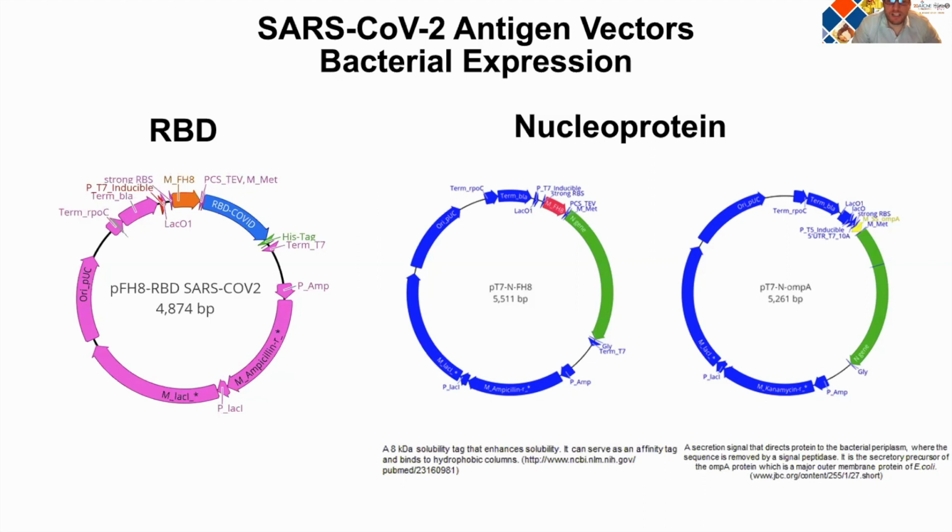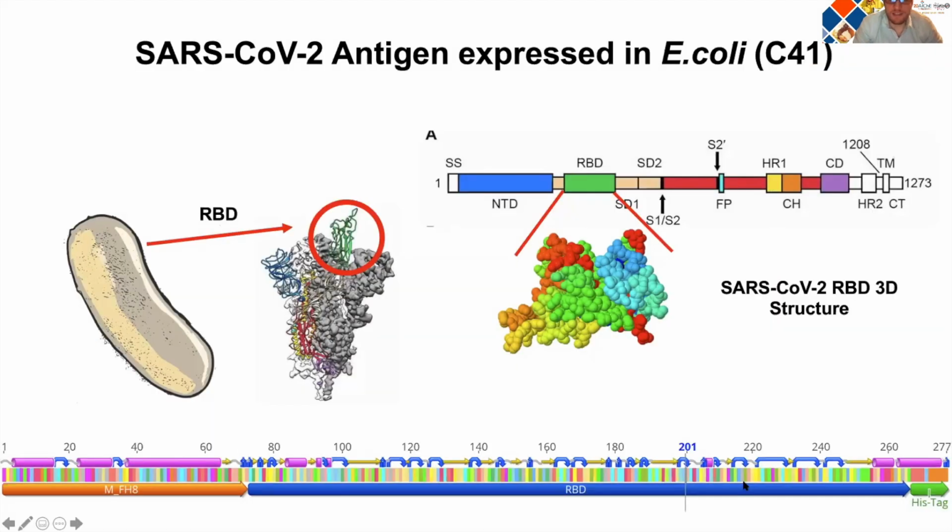Here we have three different expression vectors to produce in E. coli. The first one is to produce the receptor binding domain, and the second and the third are to produce the nucleoprotein, with variation of secretion or to produce in inclusion bodies. In this slide, we show the receptor binding domain that we can produce in E. coli. We can see the 3D model of the protein, and in the receptor binding domain we add two tags. The first one is a His tag to purify the protein, and the second one is the FH8 to increase the solubility of the protein.